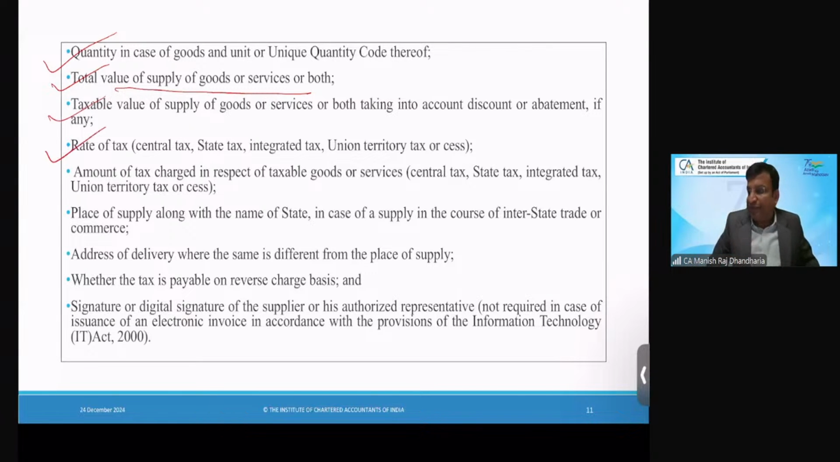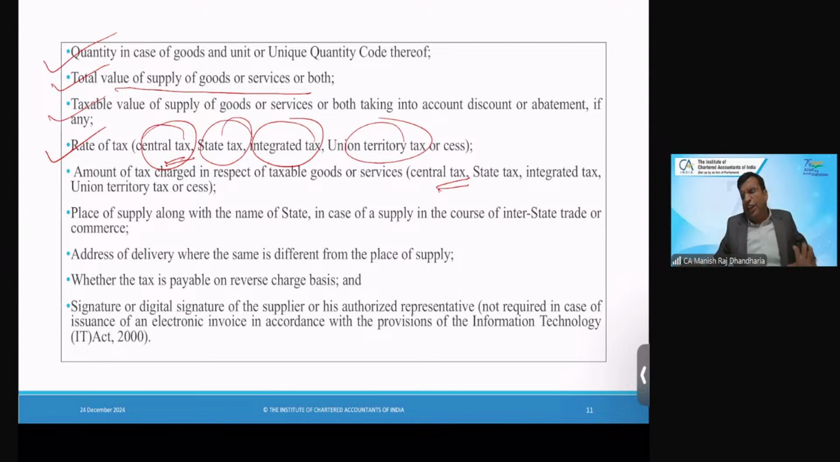Rate of tax. सेंट्रल का रेट क्या है, स्टेट का रेट क्या है, इंटीग्रेटेड टैक्स का रेट क्या है, यूनियन टेरिटरी टैक्स का रेट क्या है, ठीक है. You have to mention the rate of tax also. Amount of tax कितना आपने चार्ज किया, यहां पे रेट है, यहां पे अमाउंट है. You will see any invoice, आपको वहां पे रेट भी मिलेगा और अमाउंट ऑफ टैक्स भी मिलेगा.